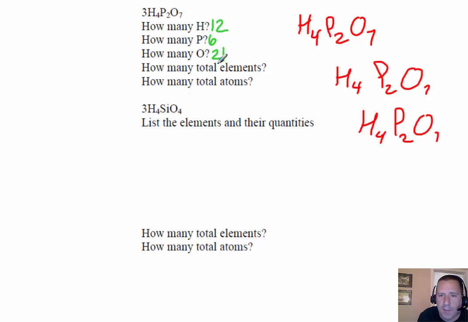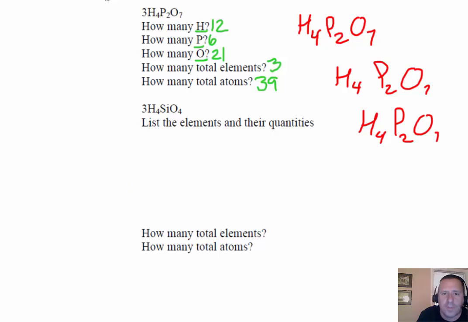Now we can ask how many total elements there are. Anytime we ask about how many elements there are, I'm going to ask you to list them. So how many elements are there? There's hydrogen, phosphorus, and oxygen. There are 3 total elements. And how many atoms are there? How many total atoms? Well, that's a little more complicated. Here we get to add them all up. So 21 and 12 together would be 33, and 6. So there are 39 total atoms.